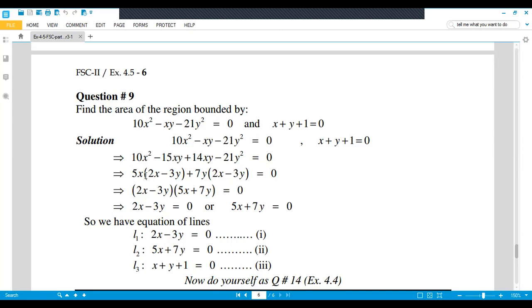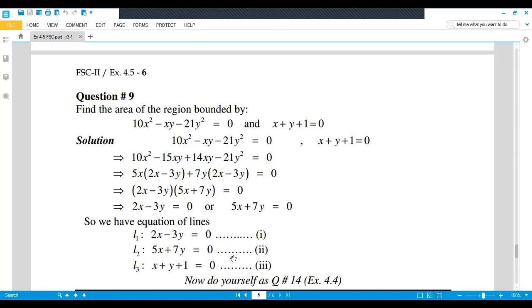We take 5x common: 5 twos are 10, 2x, 5 threes are 15, 3y. Here 7 is common, so we take 7y common: 7 twos are 14, 2x, 7 threes are 21, 3y. So 2x minus 3y we take common, times 5x plus 7y. Now we get three equations of lines. One is 2x minus 3y, the second is 5x plus 7y equal to 0, and the third equation of the line is already given, that is x plus y plus 1.